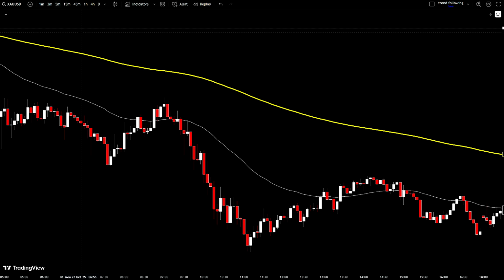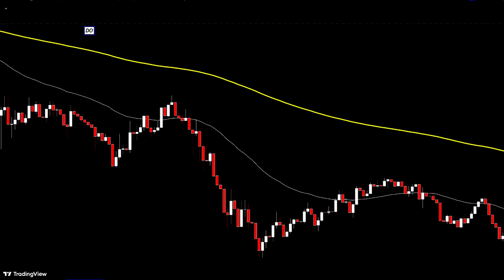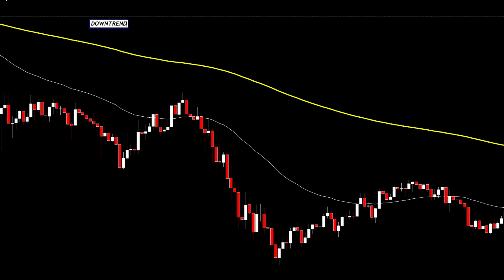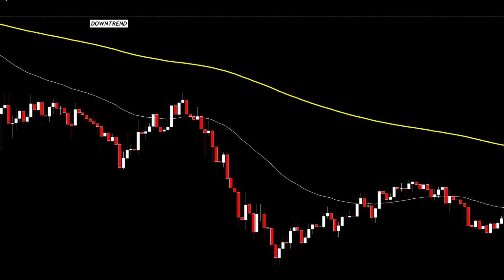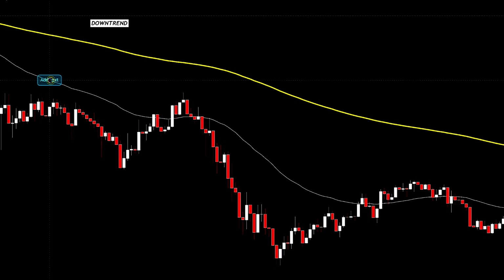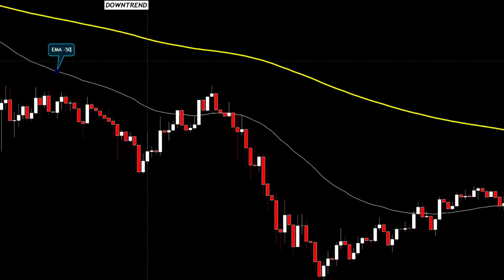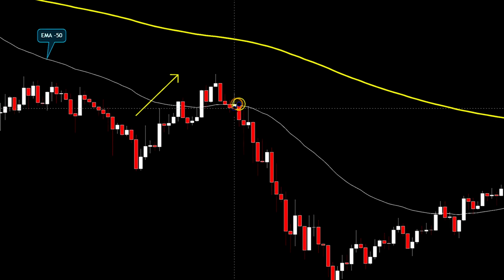Let's see the whole system in action. This is where it all comes together. First, let's look at the perfect short. Price is below the 200 EMA, so the big trend is down. Price pushes up, it tests the 50 EMA. This is where it gets scary. It looks like it might be reversing.